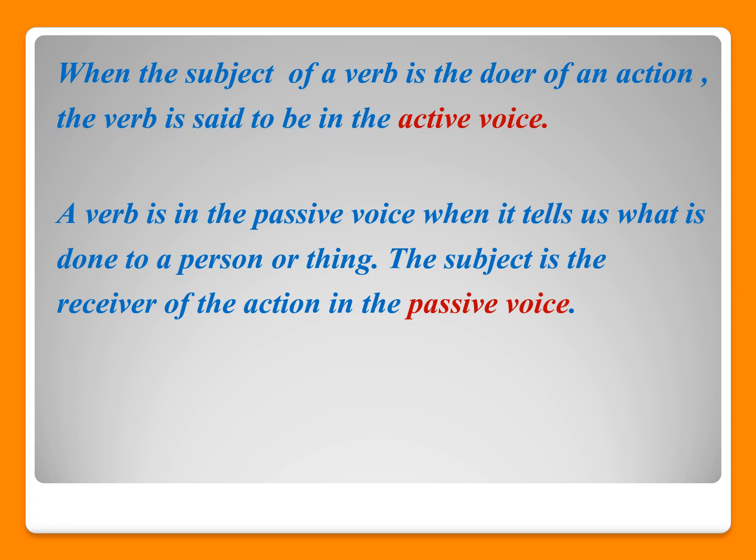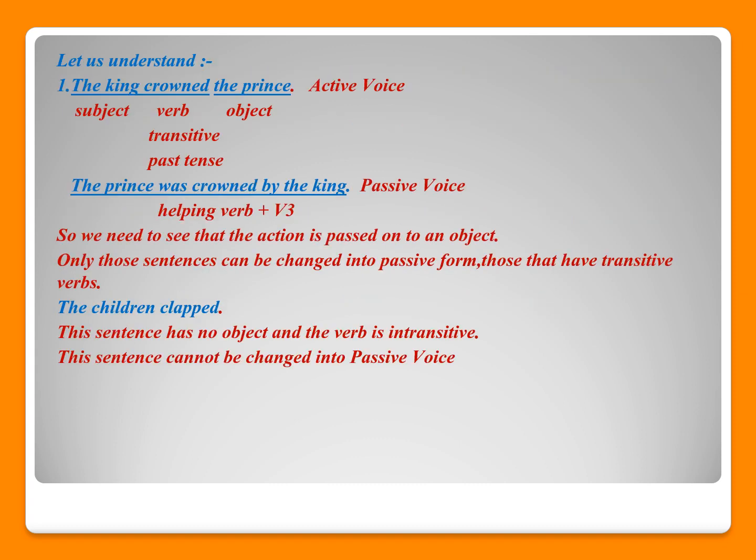When the subject of a verb is the doer of an action, the verb is said to be in the active voice, whereas a verb is in passive voice when it tells us what is done to a person or thing. The subject is the receiver of the action in passive voice. Let us now understand with the help of examples.